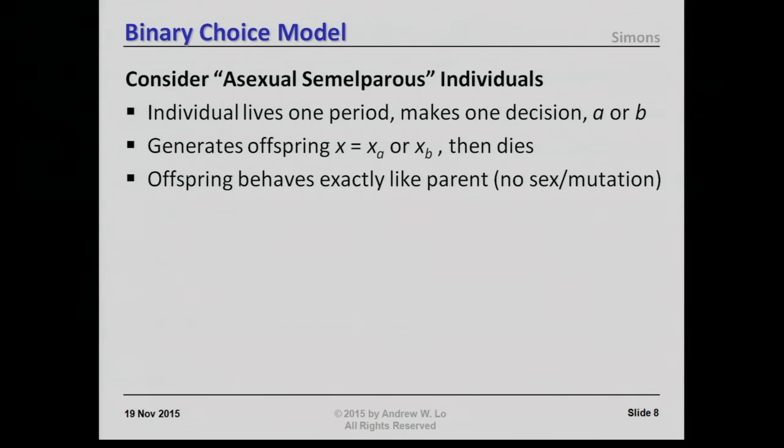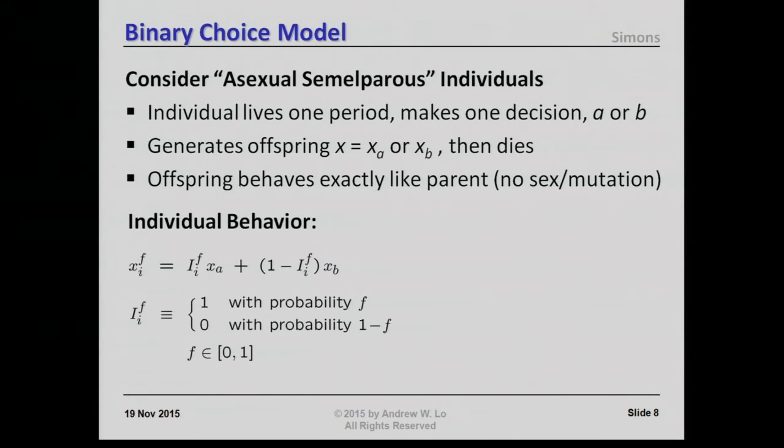And so what do I mean by behavior? What I mean by behavior is how you choose between A versus B. I'm going to assume a really simple-minded behavior, which is that these individuals engage in Bernoulli trials. They will choose A with probability F and they will choose B with probability 1 minus F. And so this parameter F is really what defines behavior in this very simple context. And I'm going to assume that F can be anything between 0 and 1, including 0 or 1.